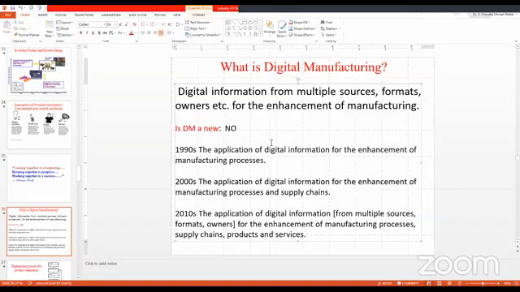Digital information from multiple sources, formats, owners, etc. for the enhancement of manufacturing, you termed it as digital manufacturing. It is happening in different forms. In the 1990s, the application of digital information for the enhancement of manufacturing processes was done. In the 2000s, the application of digital information for the enhancement of manufacturing processes and supply chains. From the 2010s onwards, the application of digital information from multiple sources, formats, and owners for the enhancement of manufacturing processes, supply chains, products, and services is being done.